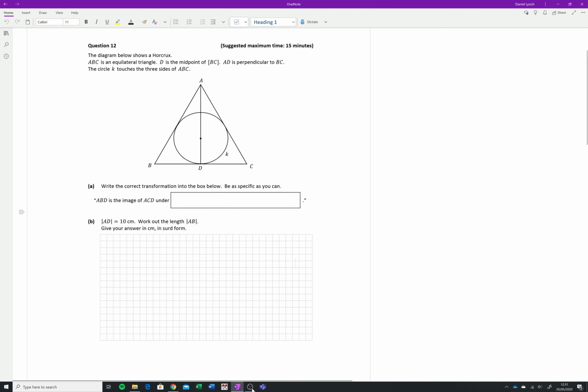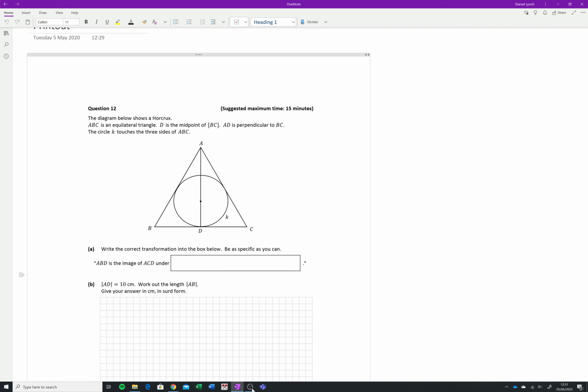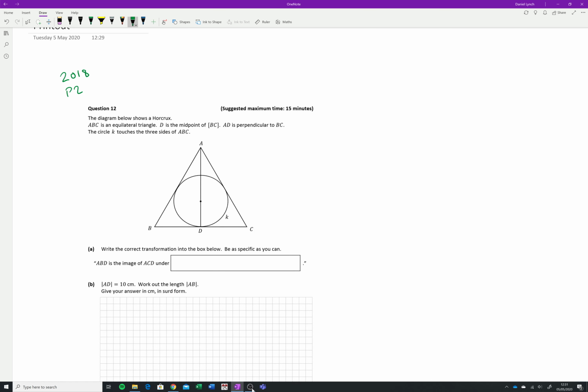Hi gents, we're going to have a quick little look at some geometries here, different types of geometries as we do them. This is from 2018, paper 2, question 12.